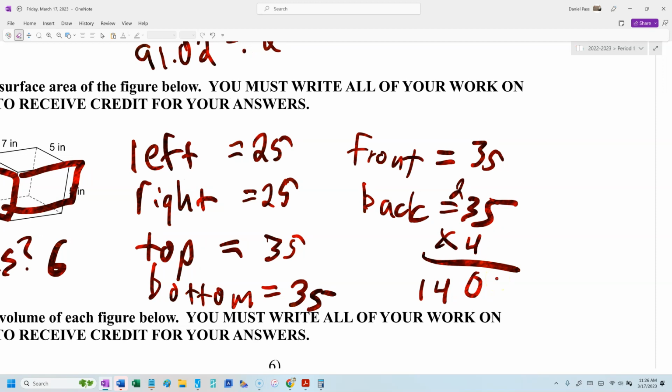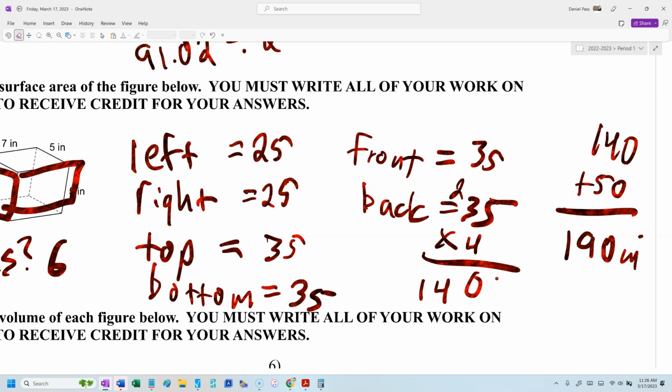Okay, and then we've got 50 from these two. So we got 140 plus 50, 190. All right, and that is meters squared.